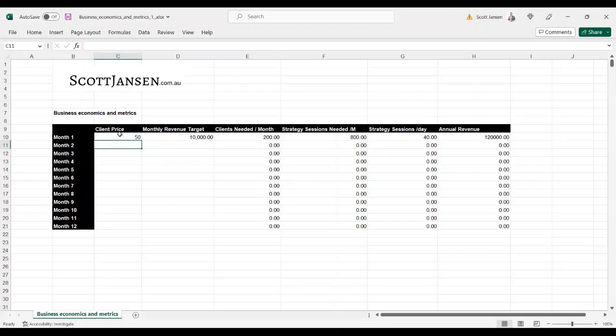But let's be generous here. I charge $150. I'm adventurous. Watch what happens to the numbers. Doesn't change much. 67 clients per month, 267 strategy calls, 14 strategy calls per day. So if I do it in an hour, I need 14 hours a day just to close 3 people for $120,000 per year. So even 150 doesn't work.